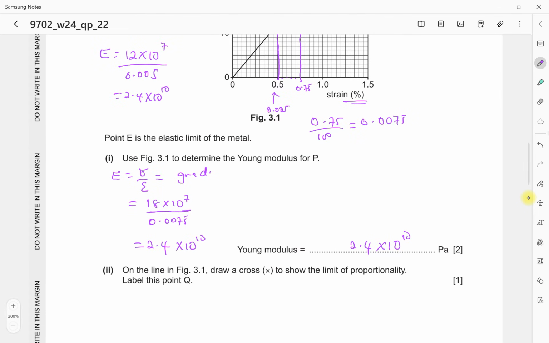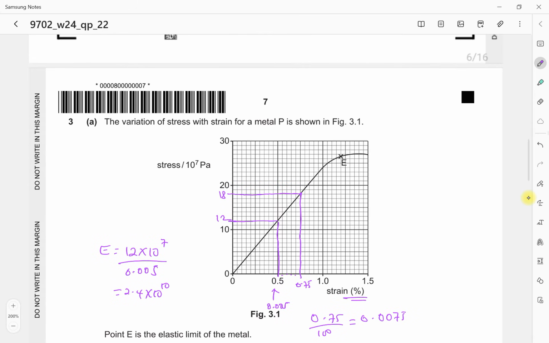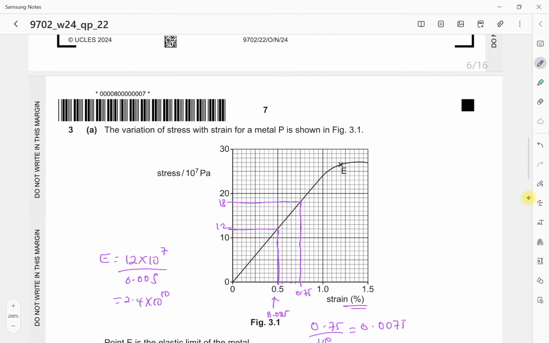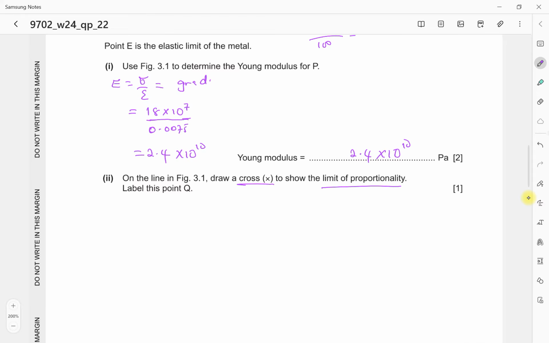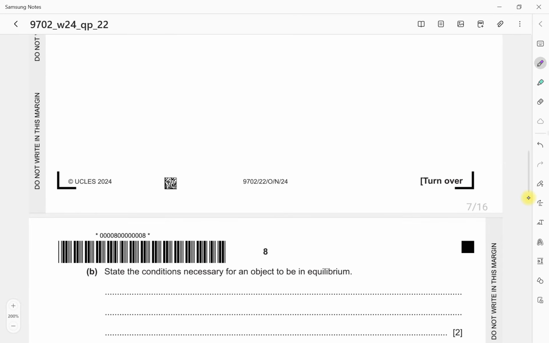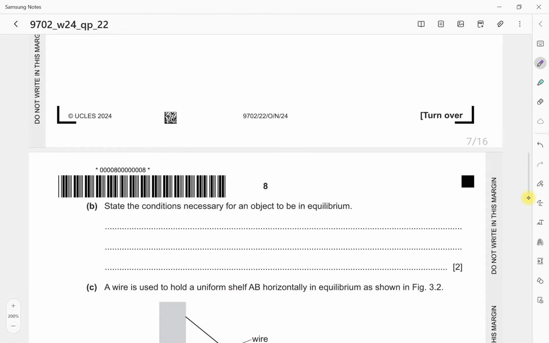Then on the line in the figure, draw a cross to show the limit of proportionality. The limit of proportionality is where the straight line stops. And by eyesight, I think the straight line stops here. So I put an X here, and I'm going to label this Q. So it is stopping here. The limit of proportionality is where the straight line stops. That's where stress stops being directly proportional to strain.